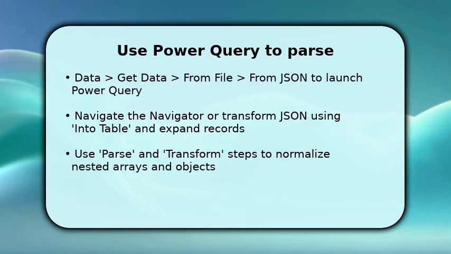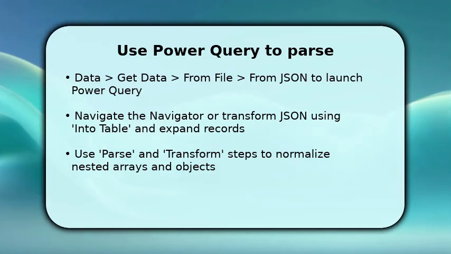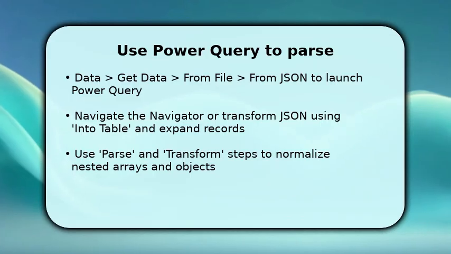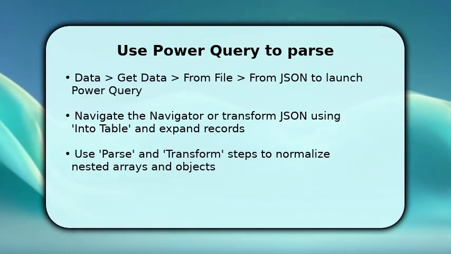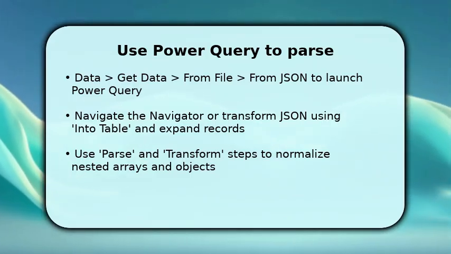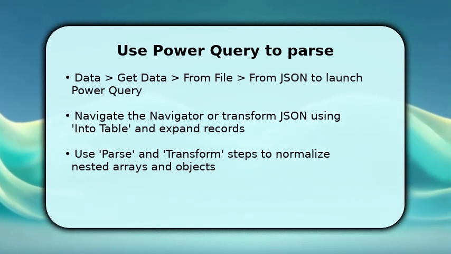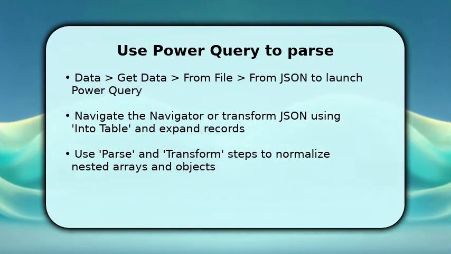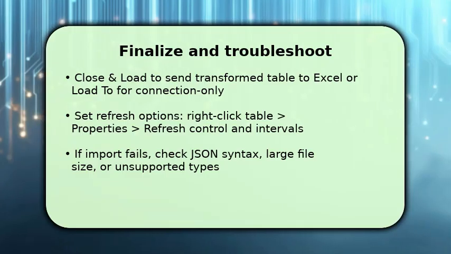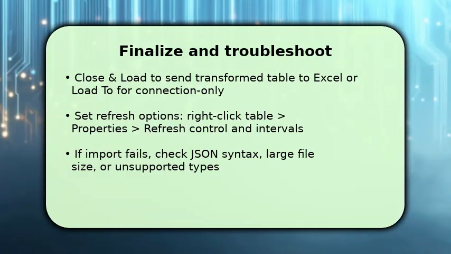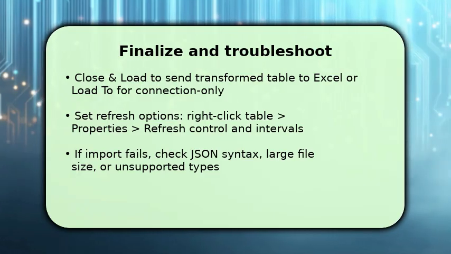Use transform steps like expand, duplicate column, convert to table, and replace values to normalize fields. Because JSON often has arrays and nested objects, deliberately expand and promote headers, so the dataset becomes a clean columnar table. Finish by choosing Close and Load to place the transformed data into Excel, or choose Load To if you want a connection-only query for scheduled refresh.